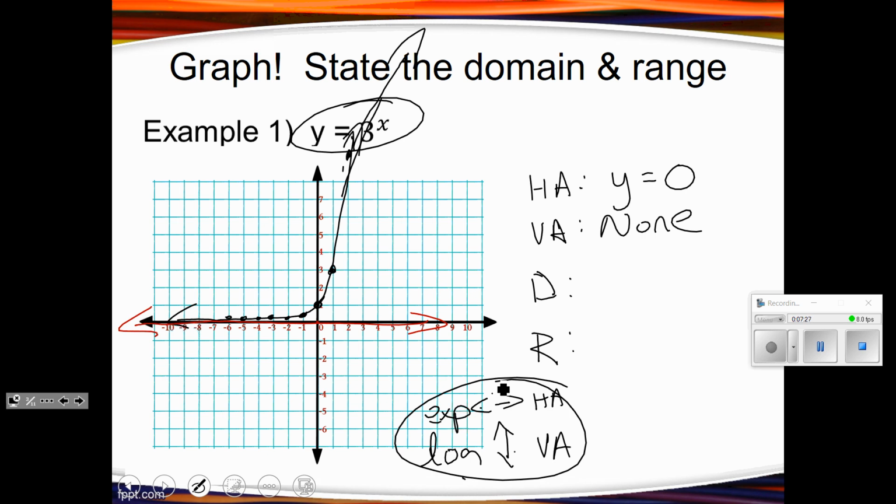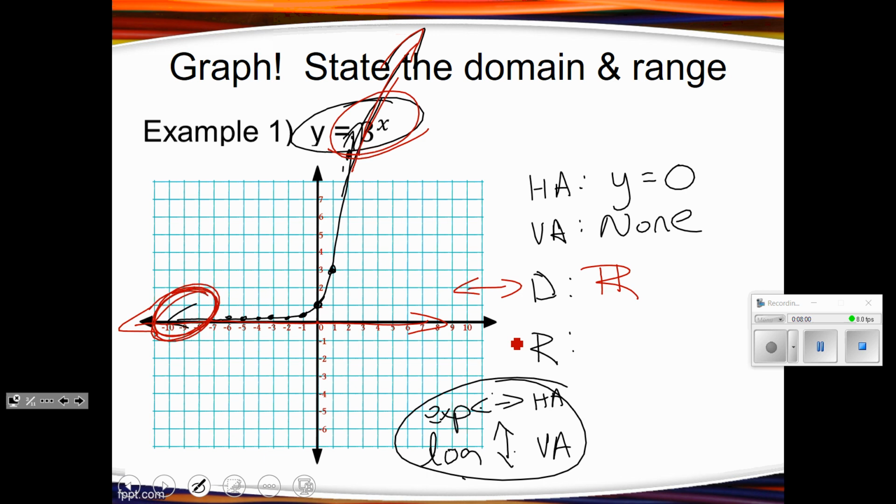Okay, so let's talk about domain and range for this. Domain goes left and right. How far left does he go? If we look at this arrow right here, he's going to negative infinity, so he goes forever. And if I look over here, how far right is he going? Everybody says, Miss Corns, he's not going right, he's going up. Well, he's going northeast, so he is going right. So he goes right forever. So our domain's going to be all real numbers.